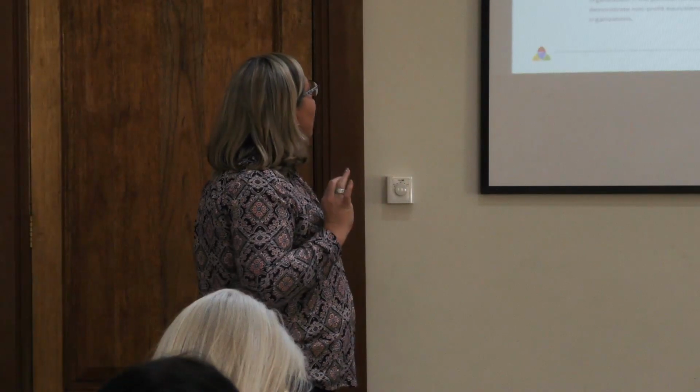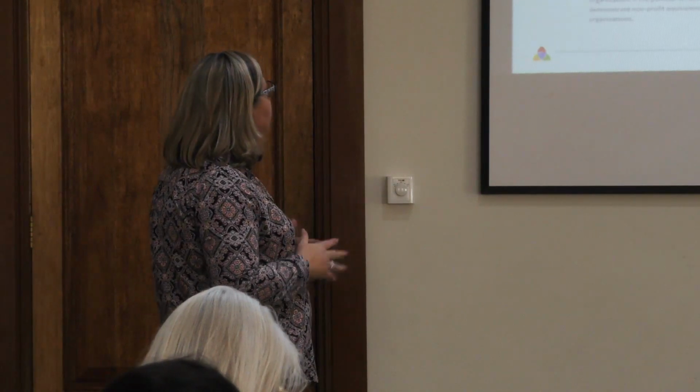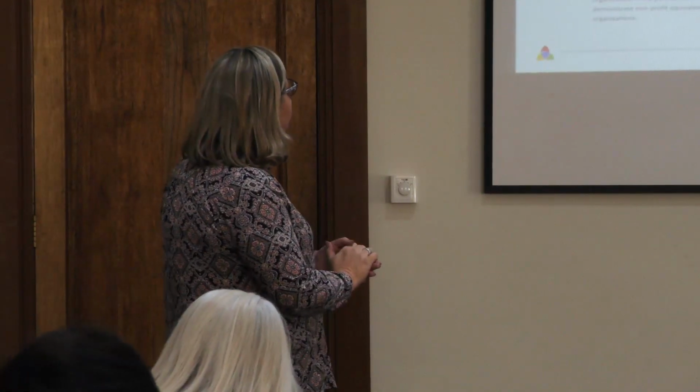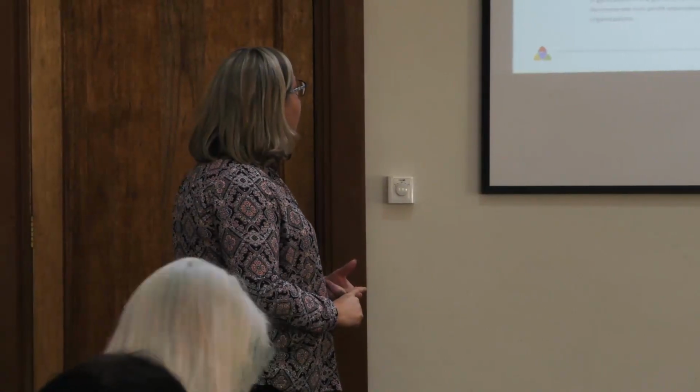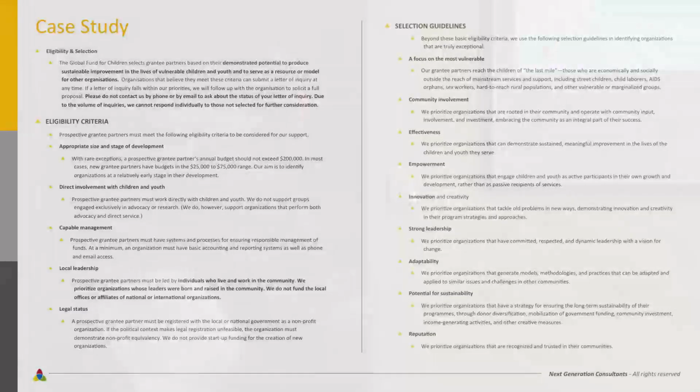Then our aim is to identify organizations at a relatively early stage in their development. Okay? So then they look for direct involvement with children and youth. They're saying prospective partners must work directly with children and youth. We do not support groups engaged exclusively in advocacy or research. We do, however, support organizations that perform both advocacy and direct service. Right? We're looking for capable management, local leadership, and a specific legal status.